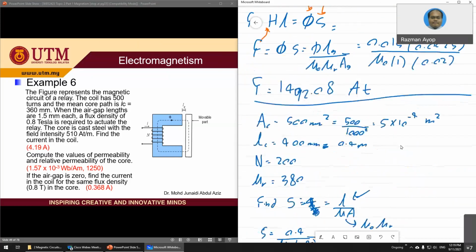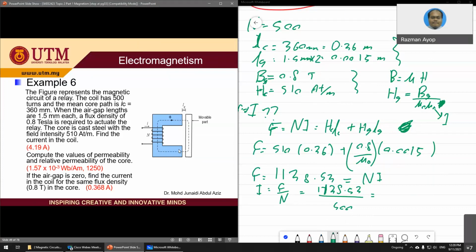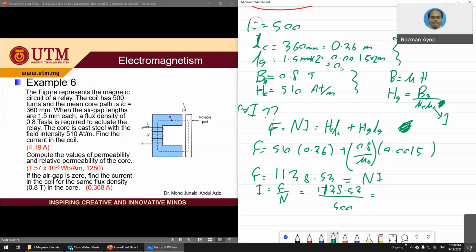Okay, already spotted. Where is it? You can see here, where is the length? When the air gap lengths are 1.5 millimeter each, this one is actually not 1.5 millimeter only. So be careful with the text, multiply by 2. You have 2 air gaps, this one and this one. So when you have 2 air gaps, you have to multiply by 2. So the air gap should be 0.003 meter.